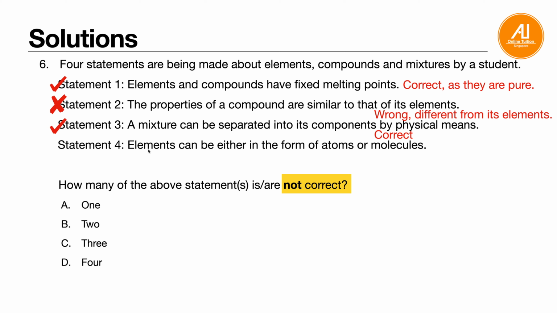Last statement. Elements can be either in the form of atoms or molecules. Yes, this is true. For example, atoms, their element is sodium, or magnesium atom. But for molecule can be O2 gas, N2 gas, or H2 gas. They are also elements. So this is true. So how many statements are wrong? There's only one statement, statement 2. So answer is just A.